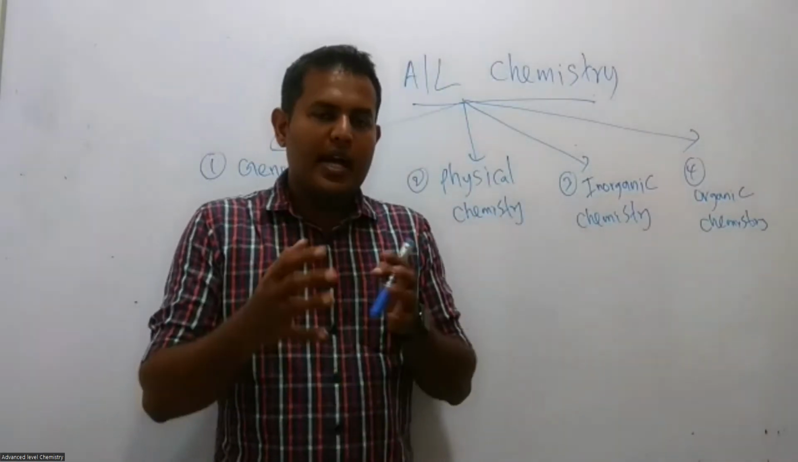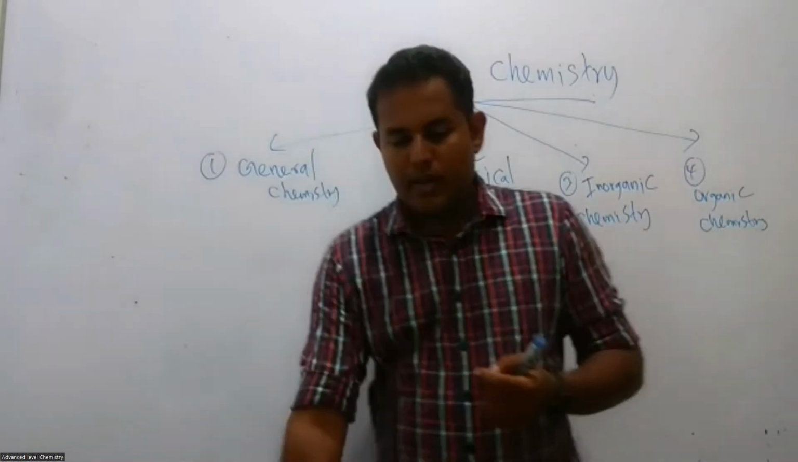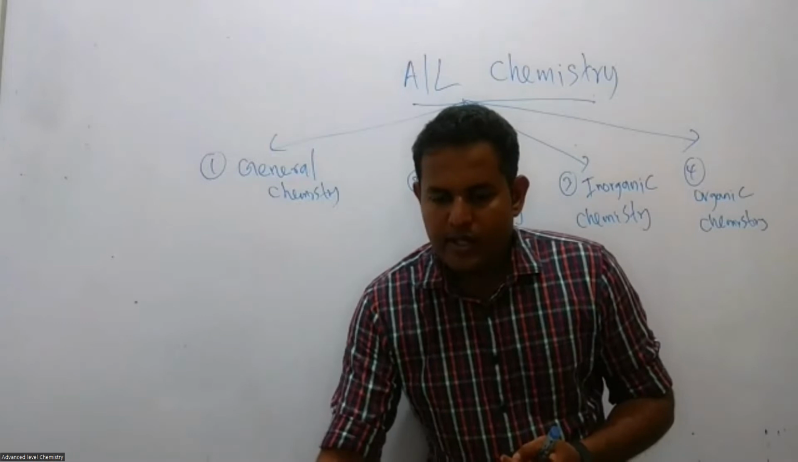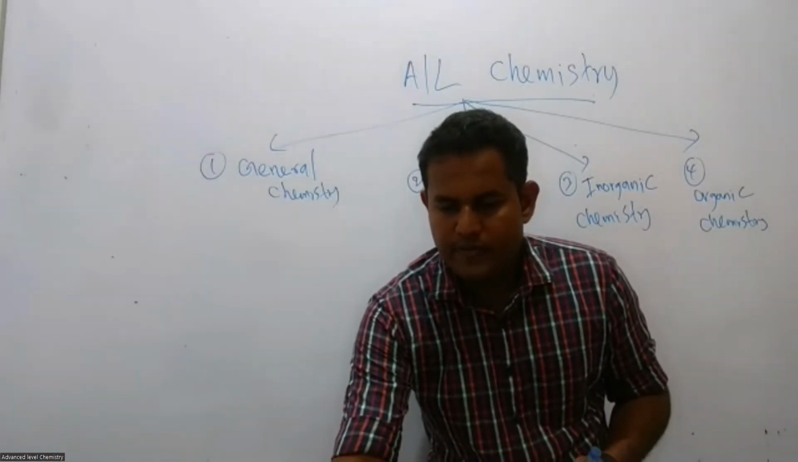So let's categorize those 14 units under these four pillars. Now I'm going to show the 14 different units there, so we can get the idea.